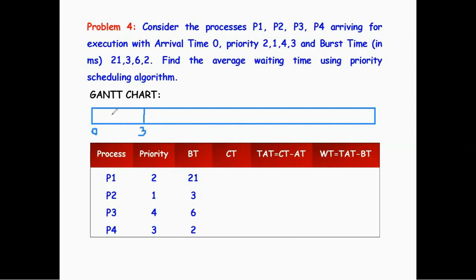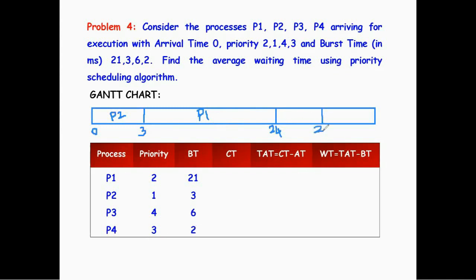Next P1. P1 needs 21 milliseconds for execution. So from 3 to 24, that is 3 plus 21 is equal to 24. In this time slot, P1 gets scheduled. Then P4 will be scheduled. P4 needs 2 milliseconds for execution. Hence, 24 plus 2 is 26. In this time slot, P4 gets executed.